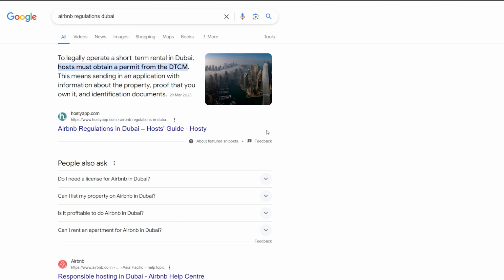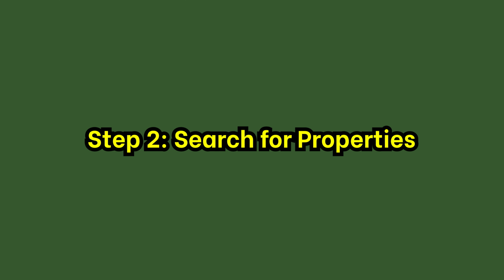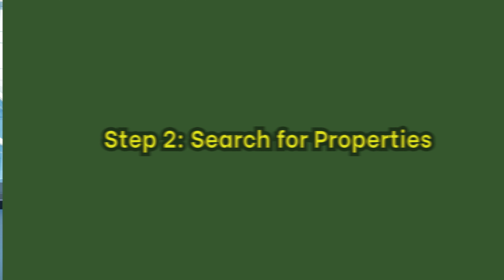Read the regulation carefully to make sure you comply with all the rules. Understanding this regulation is crucial to avoid any legal issue down the road. So make sure you are well informed. Step number 2 is to search the property. Once you know the rules, it's time to search the property.